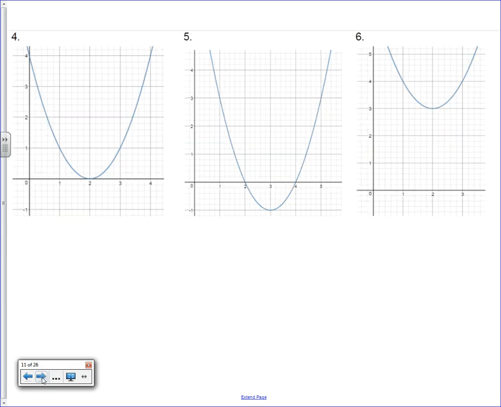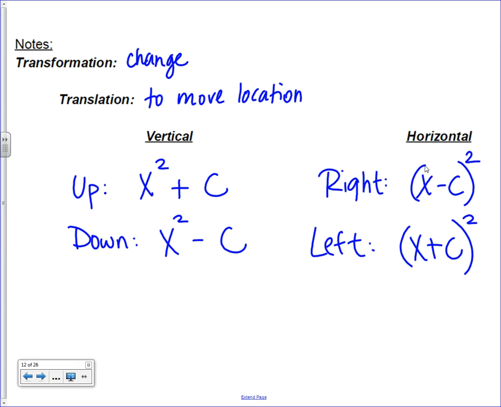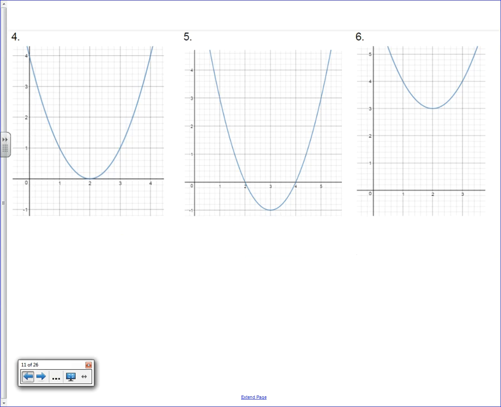So for the right, it's going to be subtracting something inside the parentheses. And then to the left, it's going to be adding something inside the parentheses. So there's two things you need to remember. Up and down gets put off to the end. Side to side gets put in the parentheses. Everybody good? So let's go back and let's do our warm-up now.